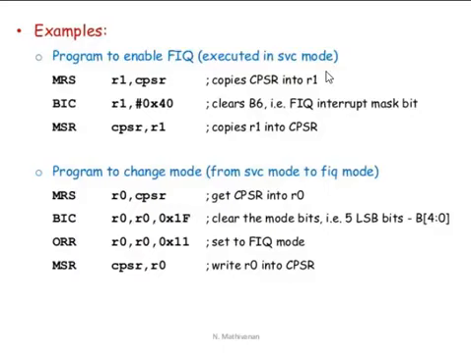Now in the program to change the mode, means if you want to change from SVC mode to FIQ mode, let's see what you will do. First you will execute MRS R0 comma CPSR. Okay, now CPSR value will be stored in R0. So students, finally after performing these two statements, you will have MSR CPSR comma R0. Okay, R0 value is stored in CPSR.